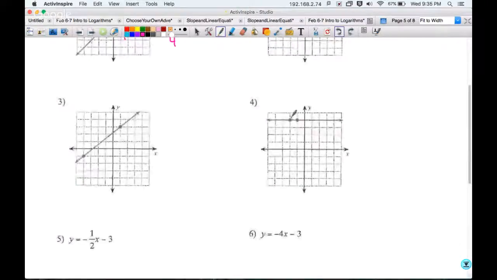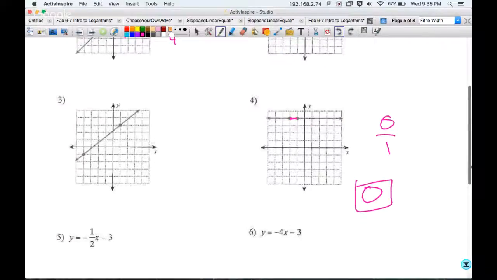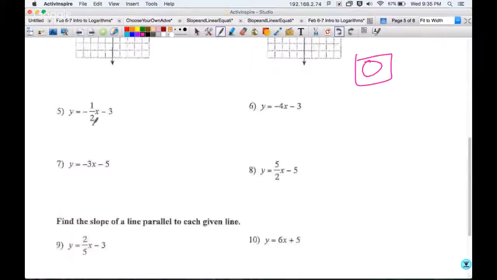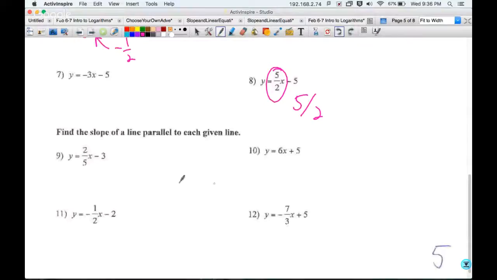What about this flat line here? My slope triangle would also be flat, meaning that the rise is flat, so this would be 0 over 1 or 0. You could also just remember that all horizontal lines have 0 slope. What about finding the slope from an equation? We don't need to do any manipulations, it's just the value in front of x. Negative 1/2 is the slope. Down here, 5 over 2 is the slope. No change is needed.